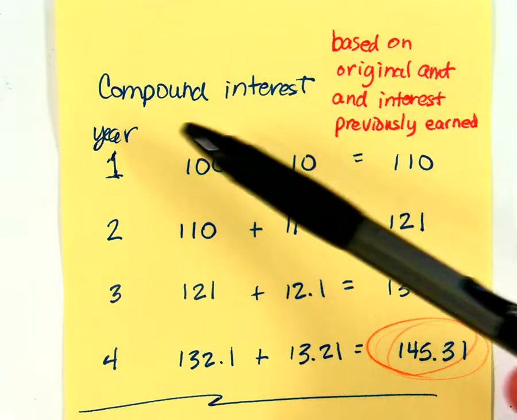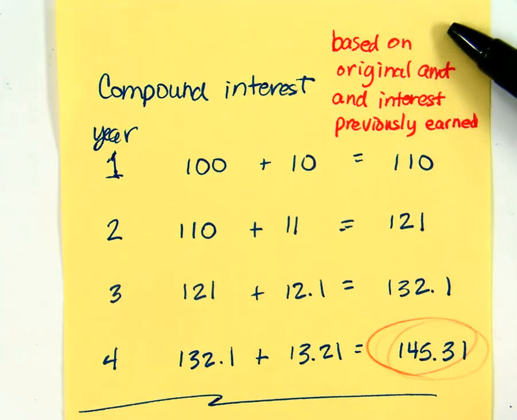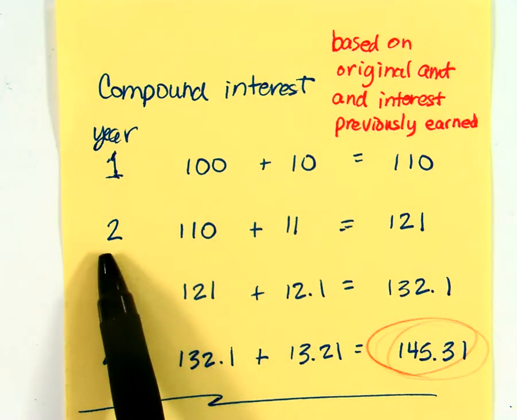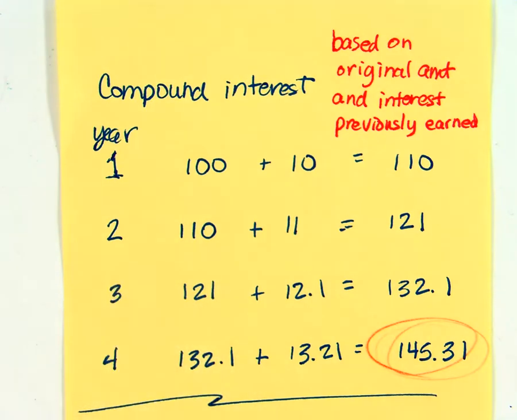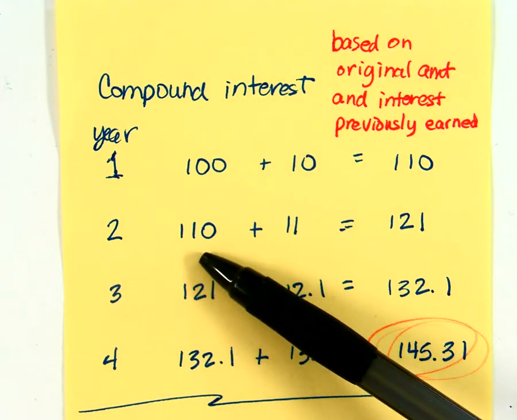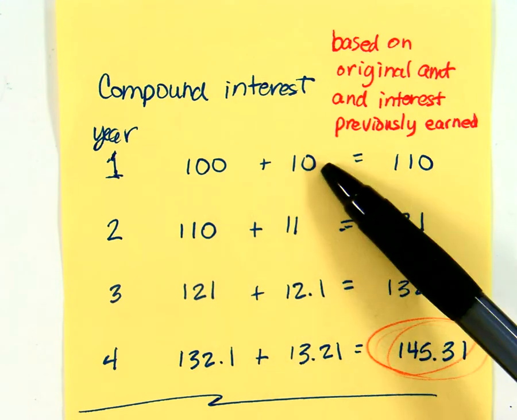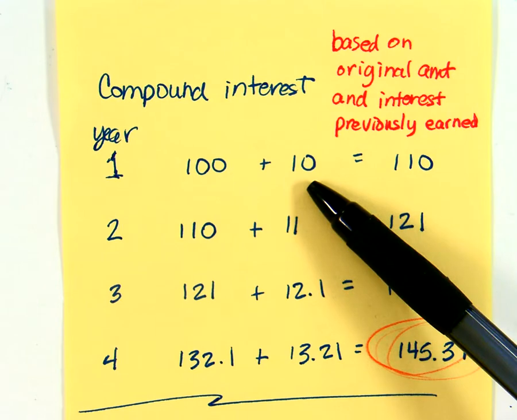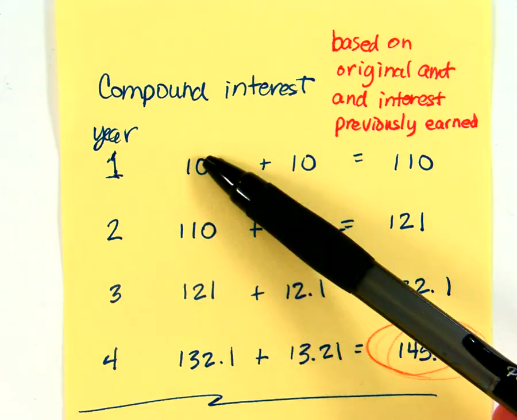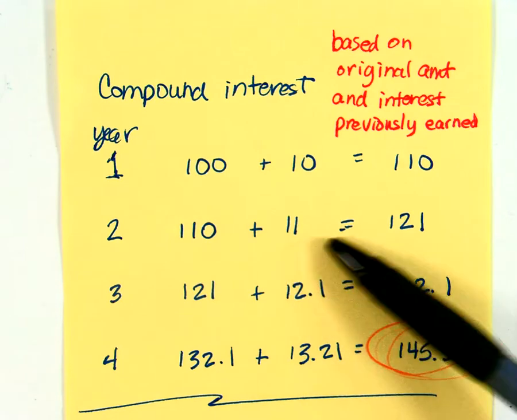Compound interest is interest that's based on the original amount and on the interest previously paid or earned. That comes up in year 2. In year 2 now, in your bank account at the beginning of the year is $110, which represents the original amount you deposited of $100 and the $10 that you were paid in interest the previous year. You now get 10% of that, not of the original. So you get $11 this year for a total of $121.